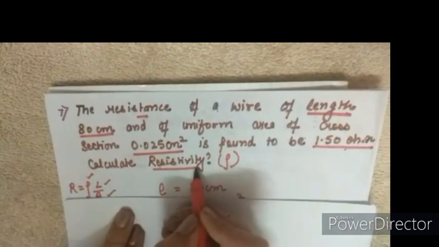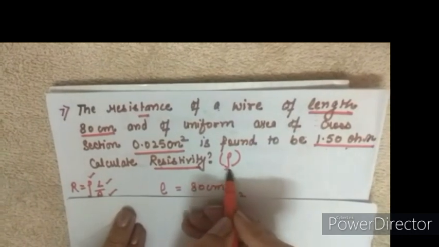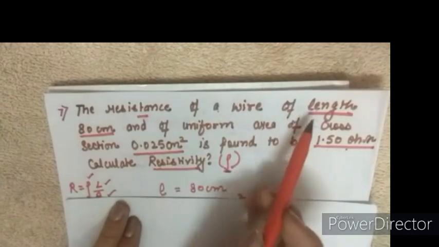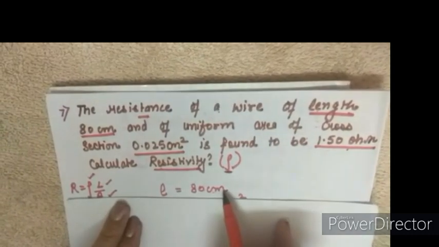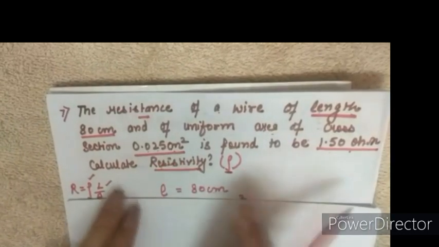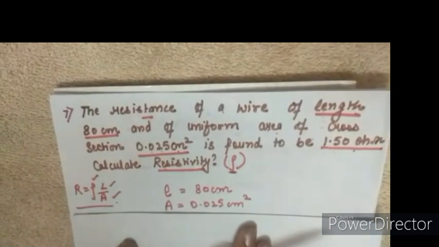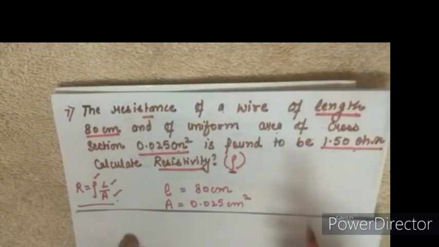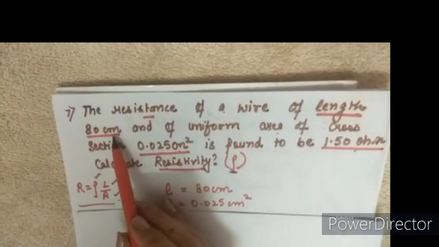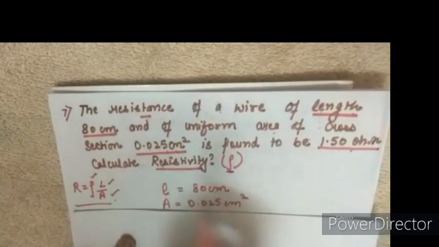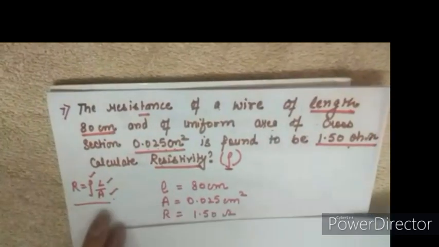Calculate the resistivity. Resistivity means the value of rho we need to calculate. So what is given to us? Length, that is 80 centimeter. Area, that is 0.025 centimeter square. So here we need not convert the centimeter into meters, as in both length as well as in area the units are same, that is centimeter. So let's try to solve it.